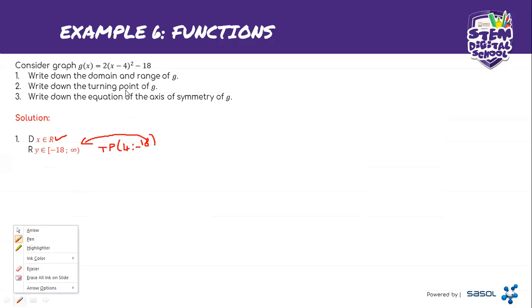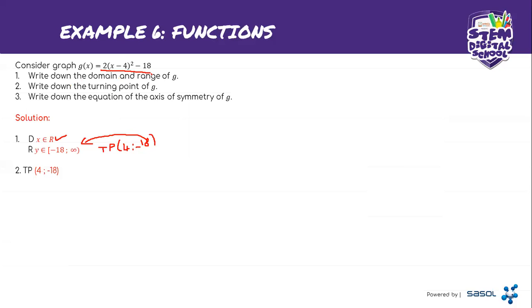Write down the turning point. Let's see. The turning point, as I said, is (4, -18). That is the turning point. You can see that you don't have to calculate the turning point if the parabola is given in this form.